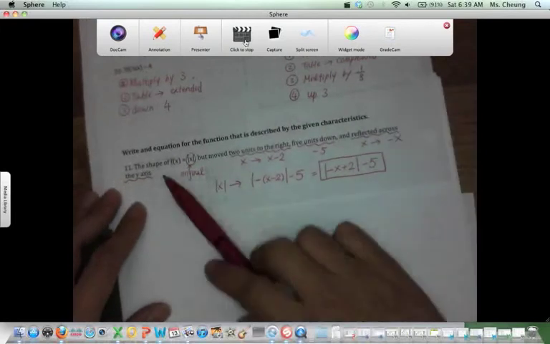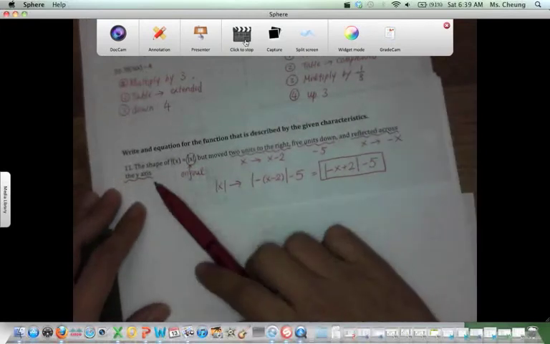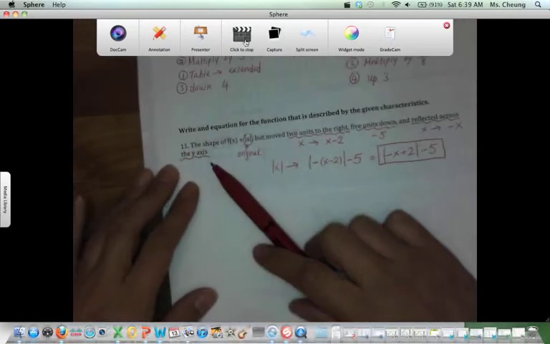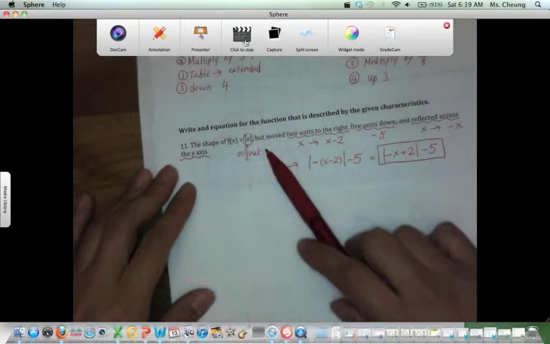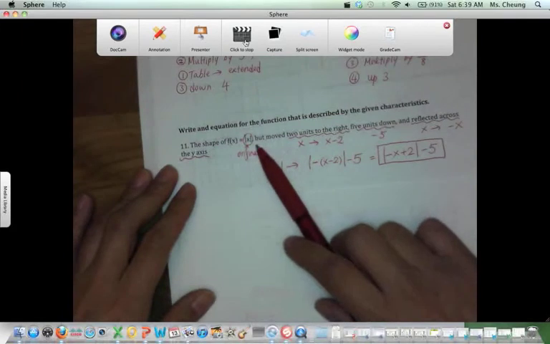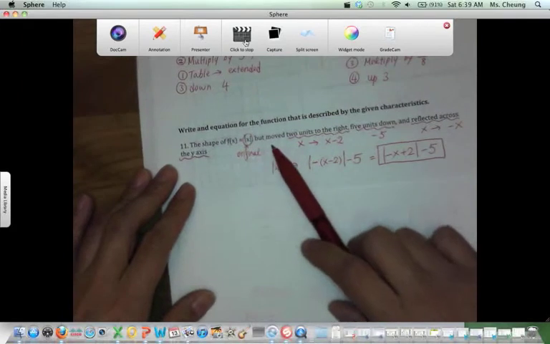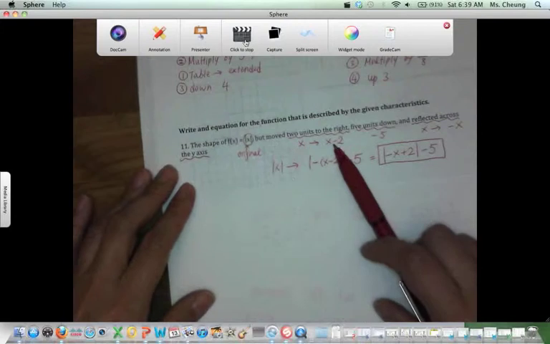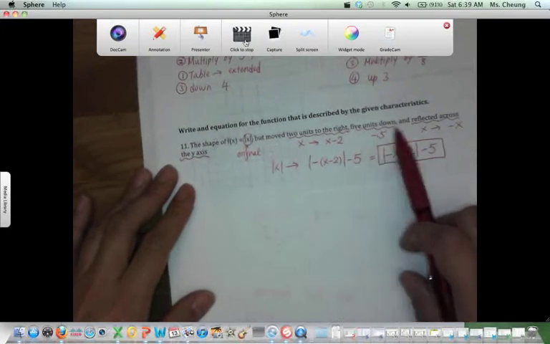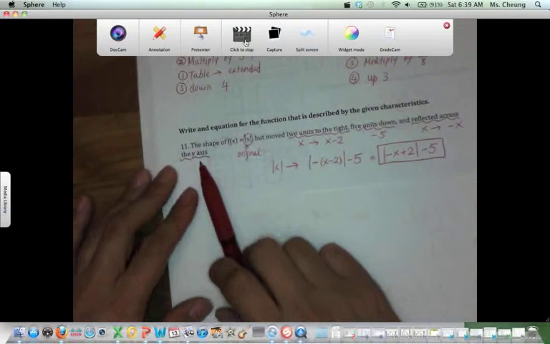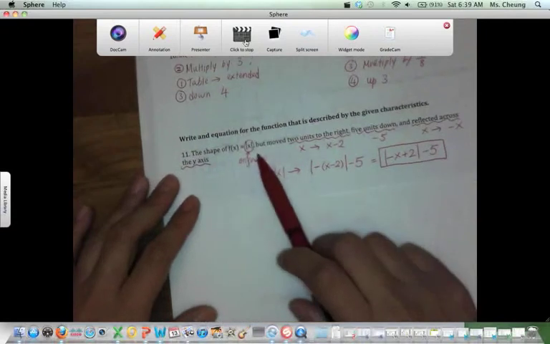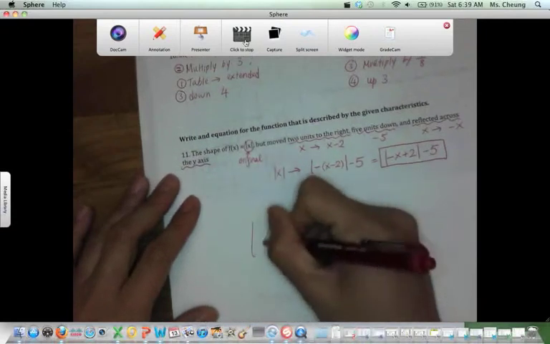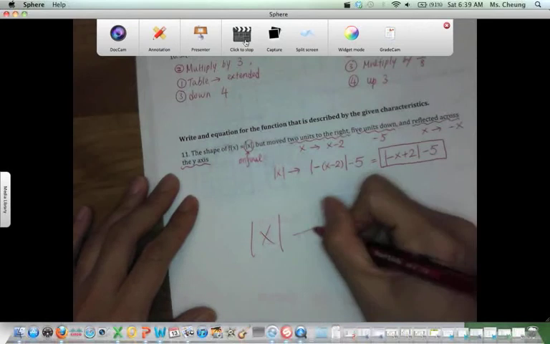We are on Unit 2, Quiz 3 Study Guide, Question 11. In order to find the equation when the absolute value function is being moved 2 units to the right and also 5 units down and then reflected across the y-axis, I have to identify my absolute function. The absolute value of x is the original function.